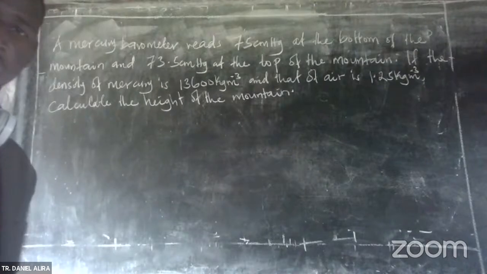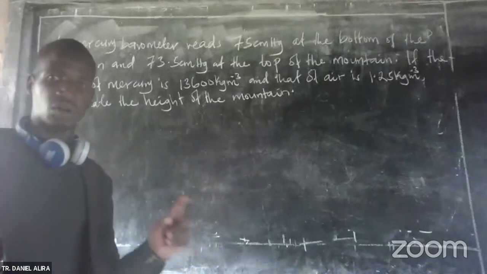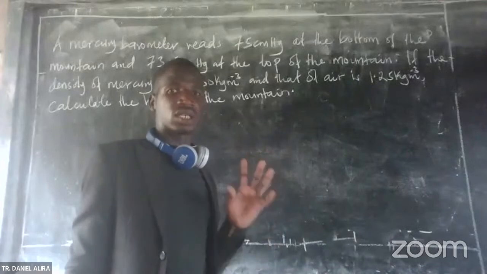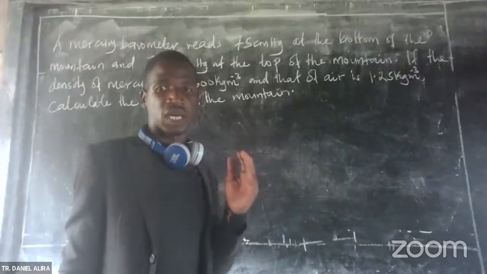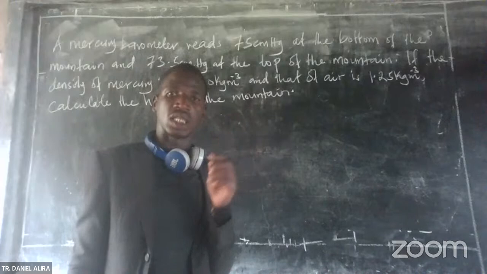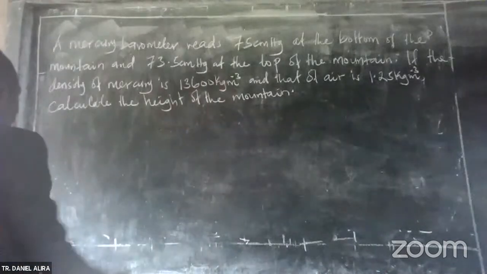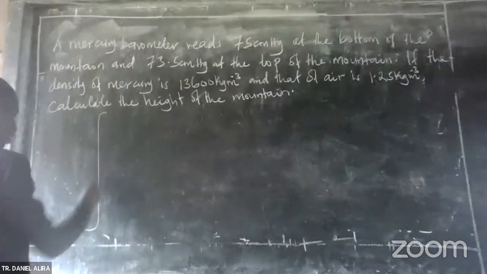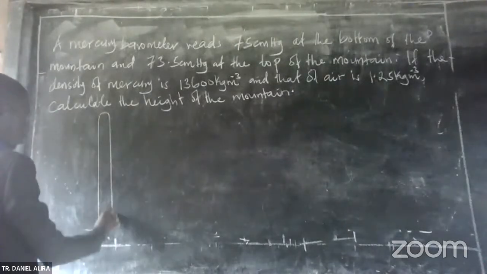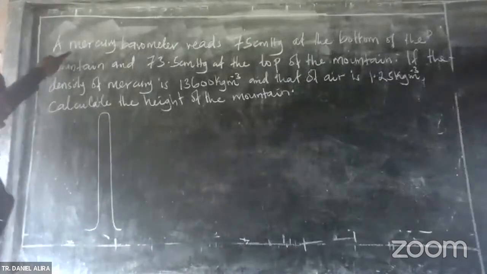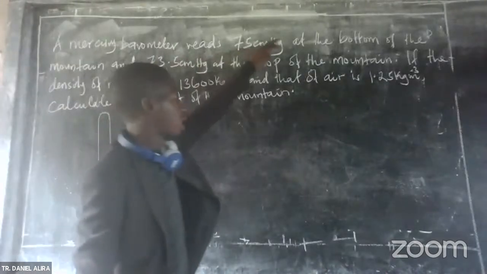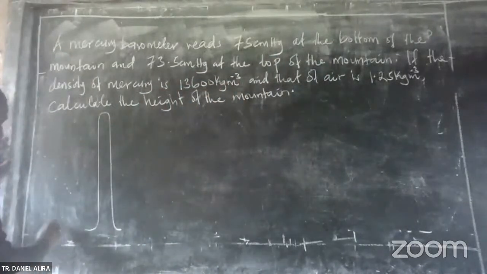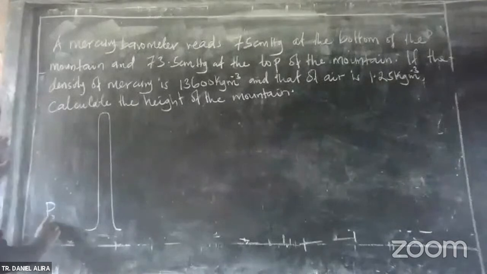Good. So we are going to calculate the height of the mountain. Please take care here, take note. Follow all the steps which I'm going to take. See it keenly. So I'll draw my mountain. This is my mountain. They say a mercury barometer reads this at the bottom of the mountain. So that becomes the pressure at the bottom.